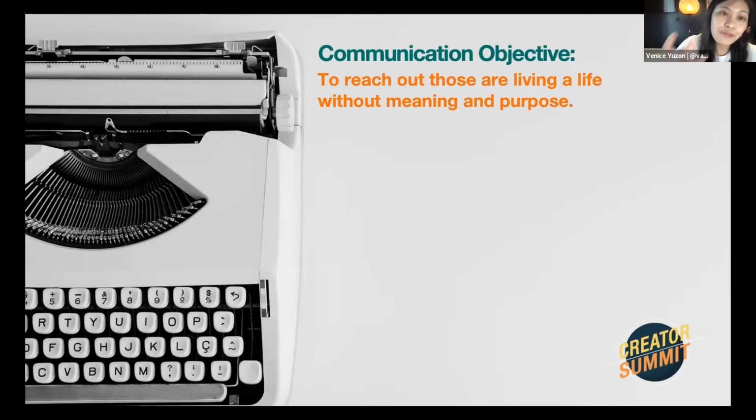Why do I say that? Because of course, coming from the standpoint of a believer, I already know the meaning of my life and the purpose of my life. However, there are people out there who don't really know the meaning and the purpose of their lives. And so I want to reach out to them. That is my communication objective, to reach out to those who are living a life without meaning and purpose. Okay, so that's very clear.